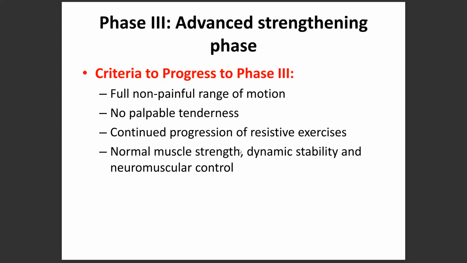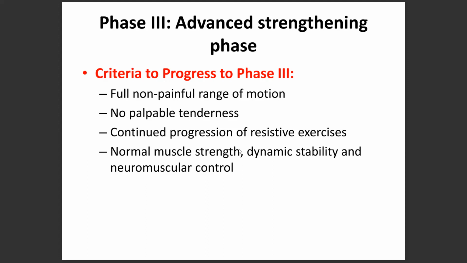There should be a non-painful, complete range of motion. As we have discussed, the patient may have some pain in the initial phase; if the pain is mild, we can then proceed to phase 2. But at the end of phase 2, there should be no pain and the patient should be completely pain-free, and the range of motion should be complete. There should be no tenderness on any side, in any direction. There will be no palpable tenderness.